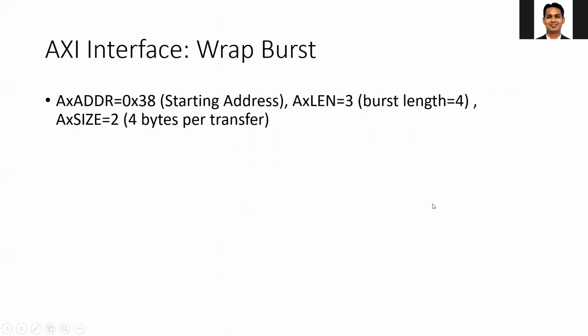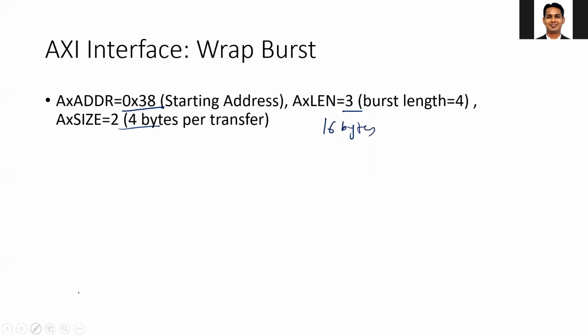So in the wrap burst, you can see that the slave should be able to calculate the appropriate wrap boundary so that it will wrap around correctly. Here let's take the example. Here my starting address is 0x38, and the length is 3, and thus I'm transferring 4 bytes each. So in total I'm transferring 16 bytes of data in the burst.